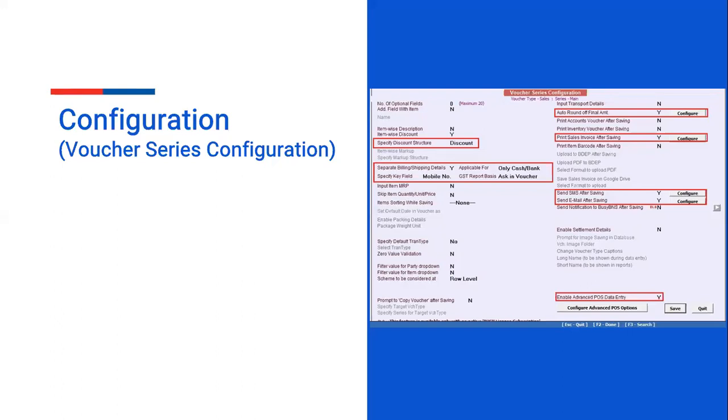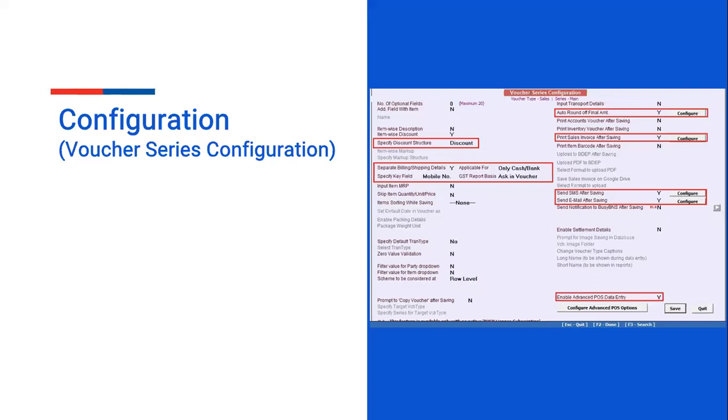Send SMS after saving. On saving the voucher, it will show you the notification to send SMS after saving. If you enable this option, an SMS will be sent to your customer. Send email after saving. On enabling send email after saving, it will automatically send an email to our customer: this item has been purchased on this date with this amount. All the details as per your requirement can be done through Busy.